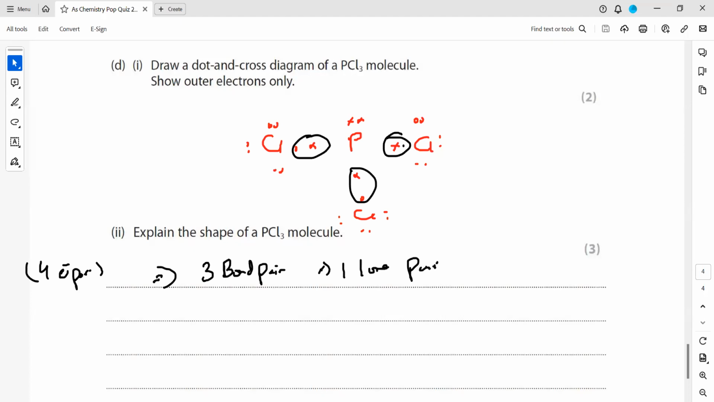So the electrons will try to minimize the repulsion, and the repulsion between bond pairs is less than that between a lone pair and a bond pair, and the structure will be trigonal pyramidal. So in this structure, phosphorus will be there, one bond will be into the plane, one will be out of the plane, and one is in the same plane, with a bond angle of 107.